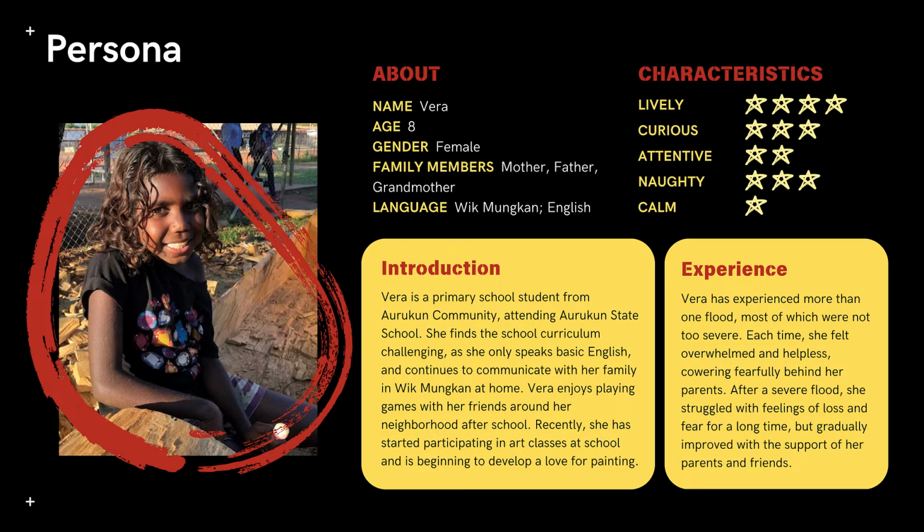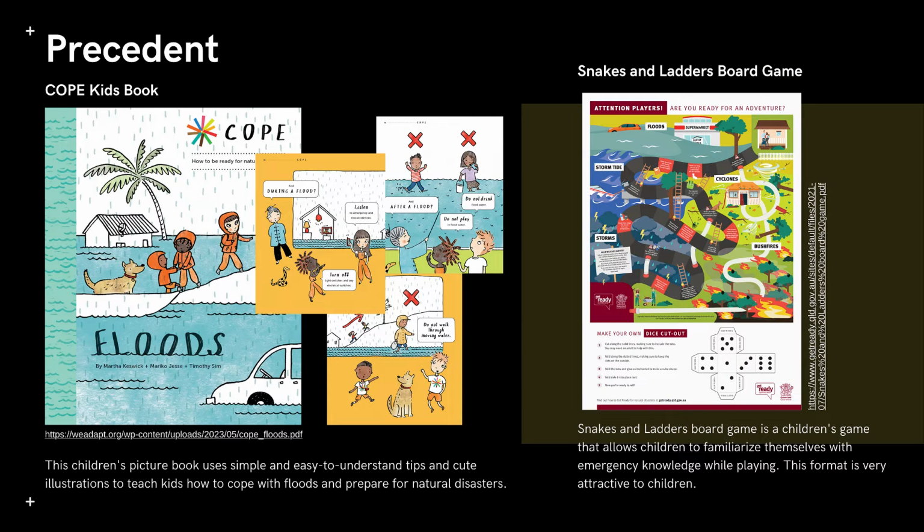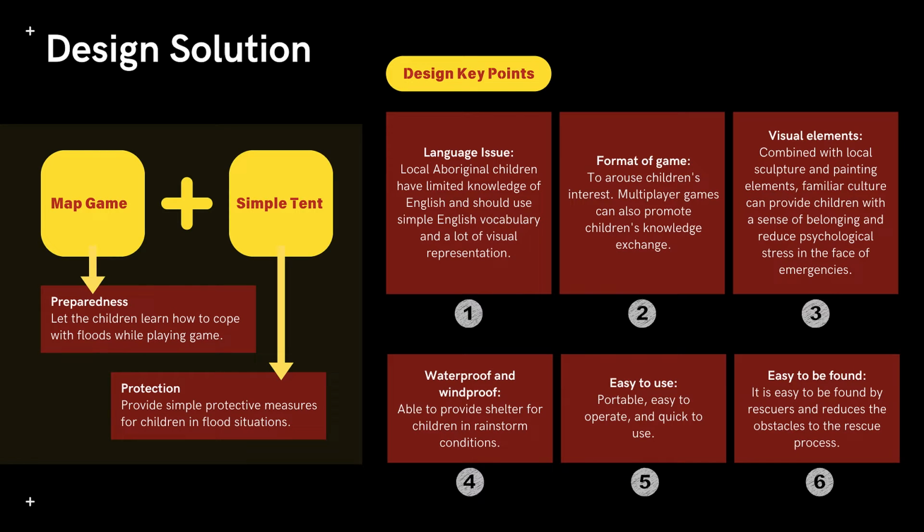This is a persona I created based on the target audience. Here are the precedents I found that are relevant to my design goals. Next is my design solution, which comprises two key functions. The map game teaches children how to respond to floods, while the transformed simple tent provides them with basic protection in the event of a flood.